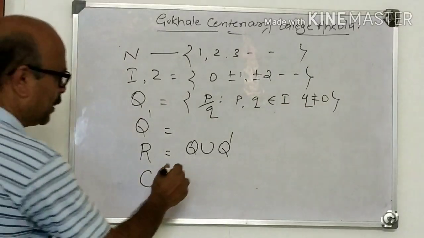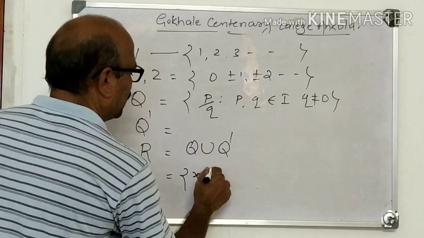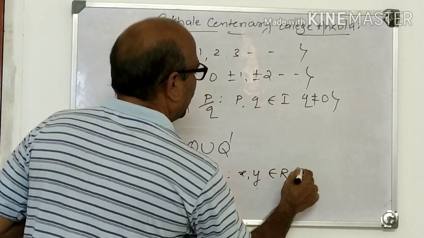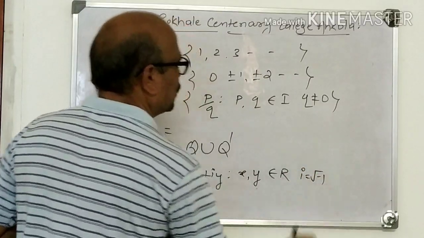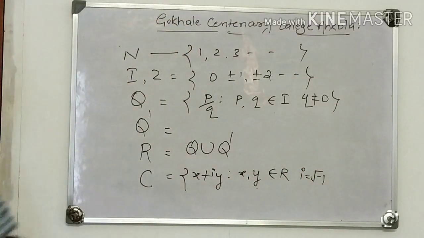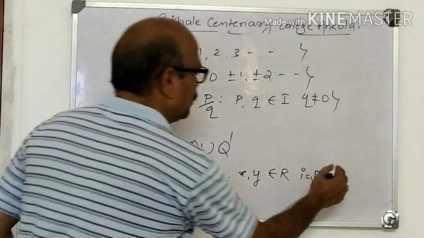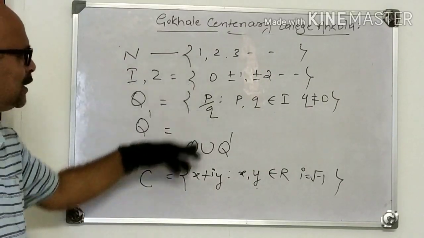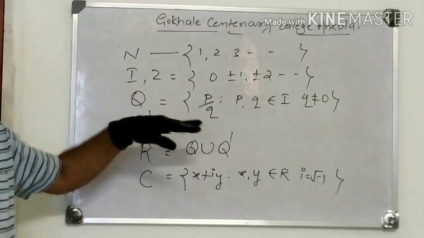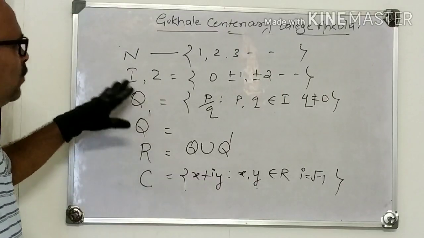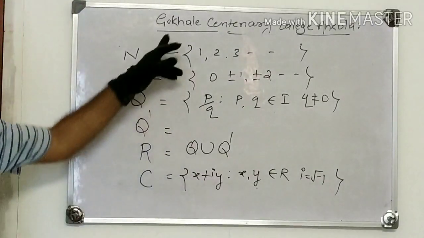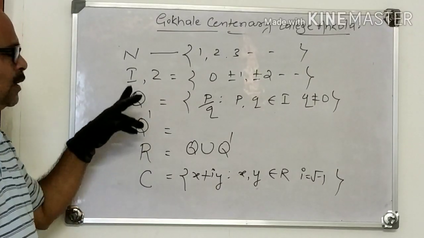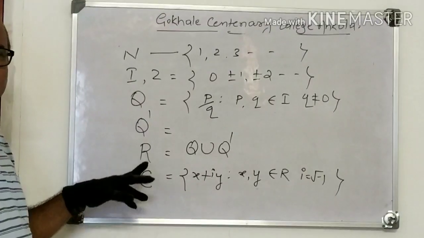What is complex number? That also we have studied. Complex number means a number in the form of x plus iy, where x, y are reals and i is imaginary unit. It is defined as root of minus 1. This is called set of complex numbers. So we have these sets, and you know that all these sets are infinite. So what are infinite and finite sets? See, these are the standard sets: natural numbers, integers, rationals, irrationals, real numbers, complex numbers.